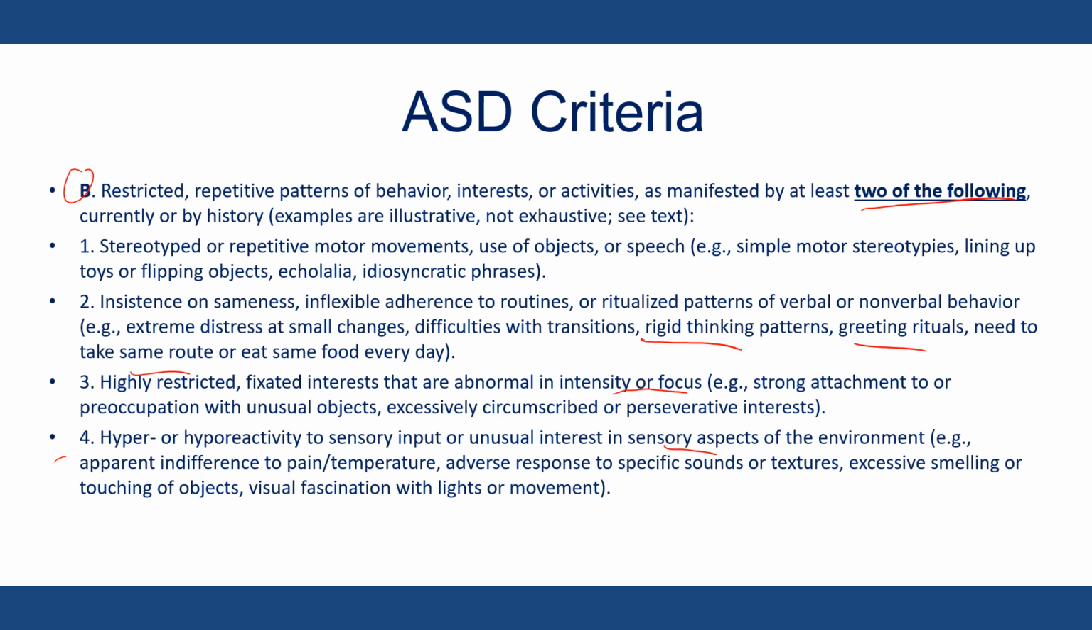All right, number 4 is either hypo or hyper sensory input, or unusual interest in sensory aspects of the environment. What do I mean by that? Well, these individuals are going to have an adverse response to specific sounds or smells, or excessive touching of objects. So either lights or any type of movement, or adverse response to sound and texture and so forth. So again, you need to meet 2 out of these 4 criteria.